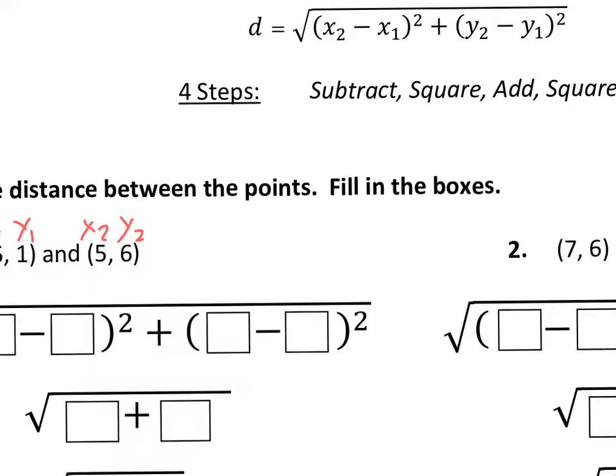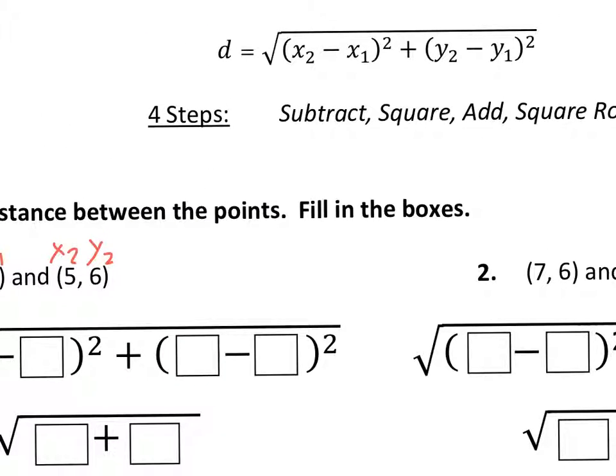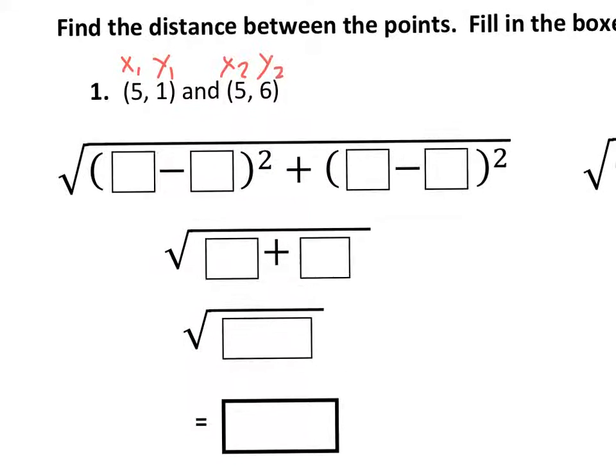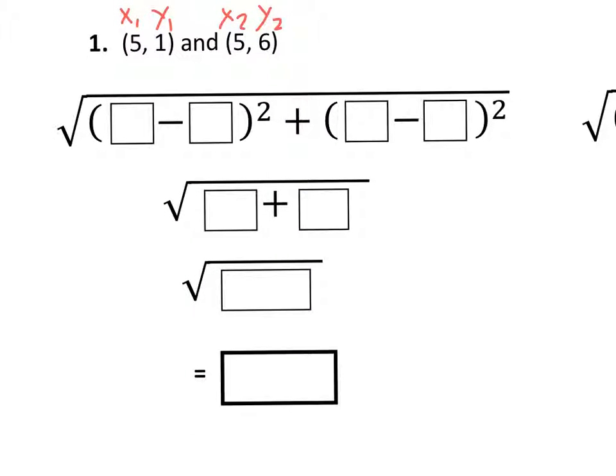Now, according to our general rule, we'll plug in x2 minus x1 and y2 minus y1. In example 1 here, we'll fill in the boxes. So x2 is 5 minus x1, which is also 5. So this is x2, this is x1, and this is y2, this is y1. So let's fill in y2 and y1. y2 is 6, y1 is 1, and now let's simplify.